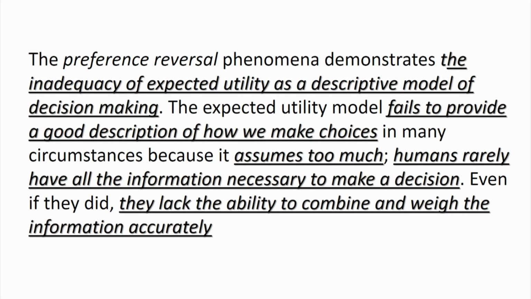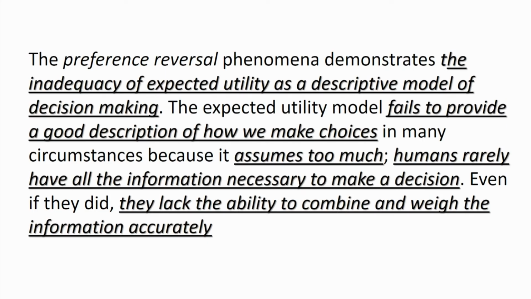Now, the expected utility theorem assumes that humans have all the information necessary for making a choice, but it is to be noted that humans do not have all the information available for making a choice at any point of time. So, humans rarely have all the available information necessary to make a decision. Even if they did, they lack the ability to combine and weigh all the information accurately.